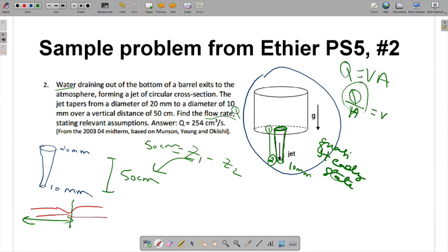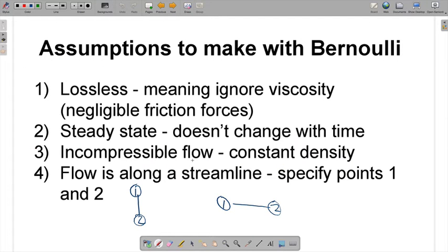This is point 1. This is point 2. We know the height difference now, and we pretty much covered everything else, right? So we stated it's lossless. We stated steady state. We talked about the streamline points. I think there's one more thing I'm forgetting. Did I mention everything? Oh, and yeah, okay.